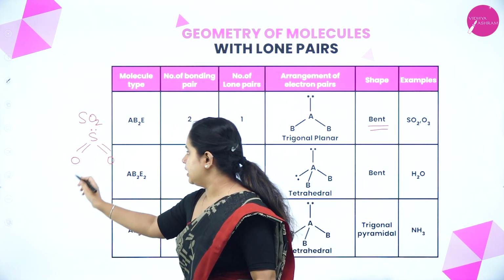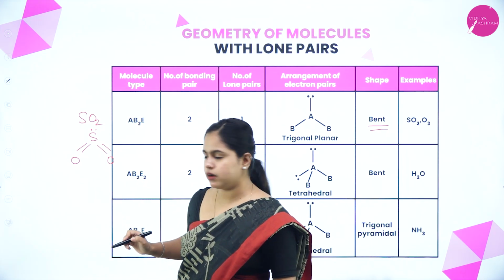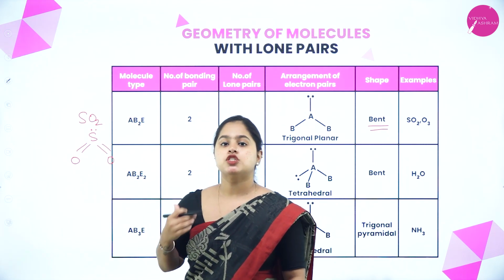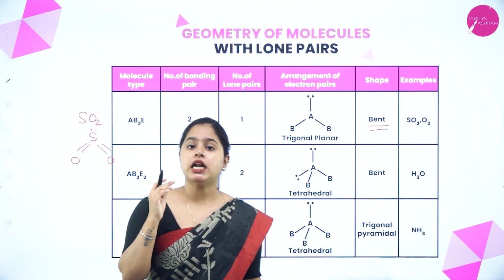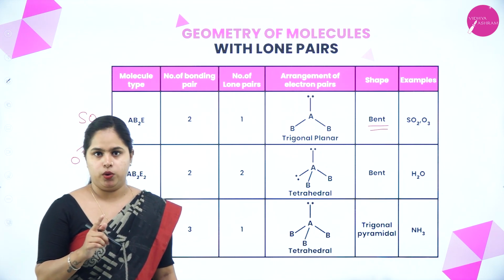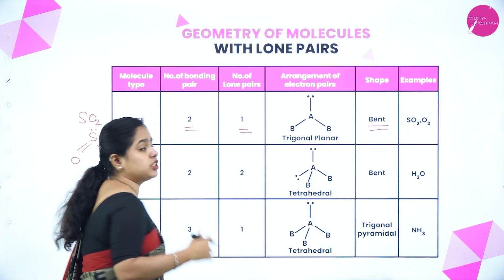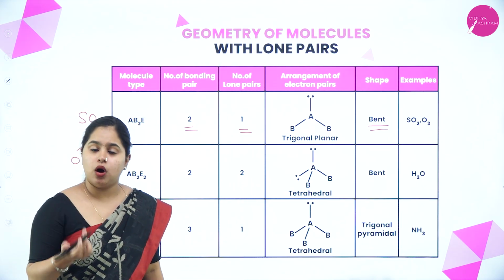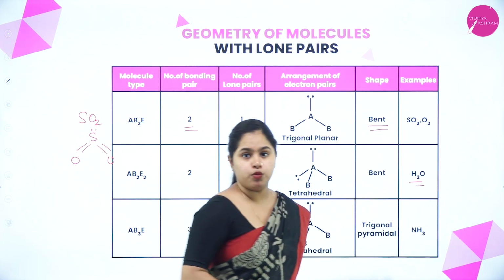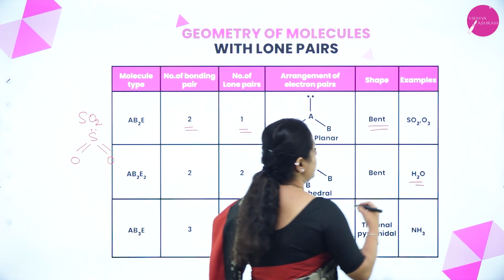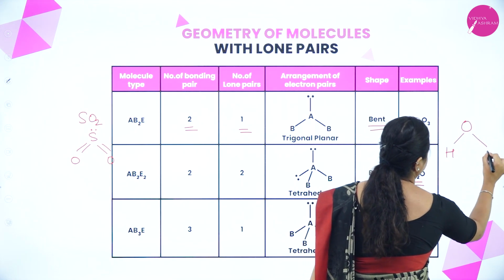As you can see, the shape is bent, like a V shape you are able to observe here. Such shapes are called bent. Clear? So when there are 2 bond pairs and 1 lone pair, the shape is bent, but the geometry is trigonal planar itself. Let's take the example of the water molecule, which is very familiar to us. So as you can see, H2O.